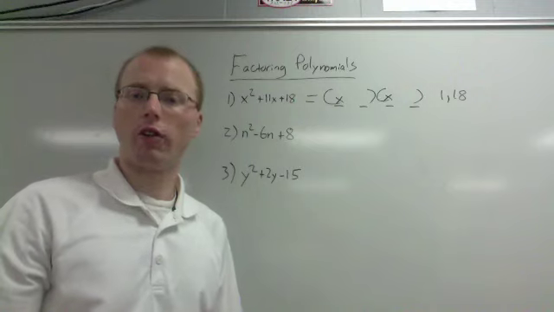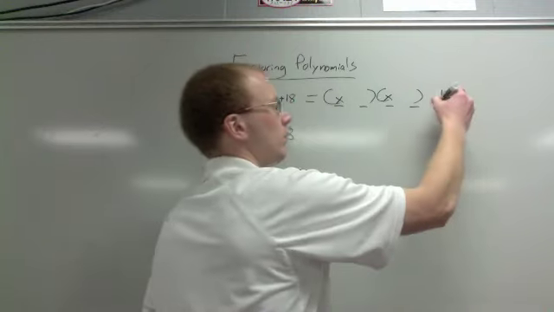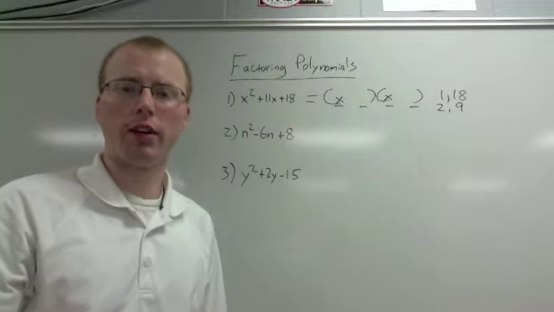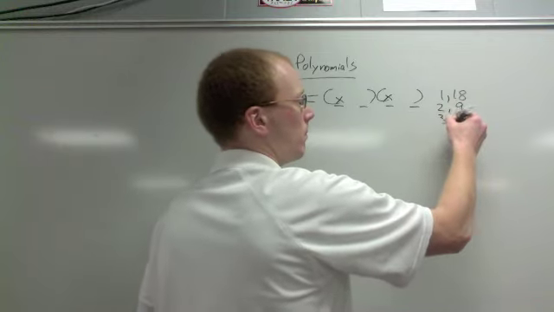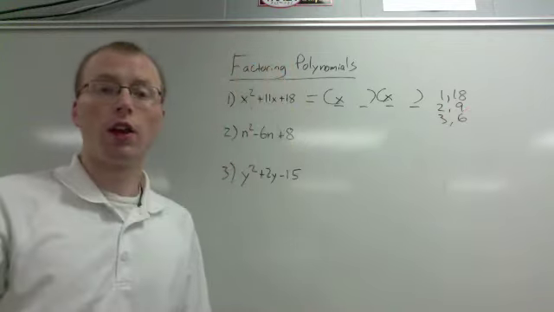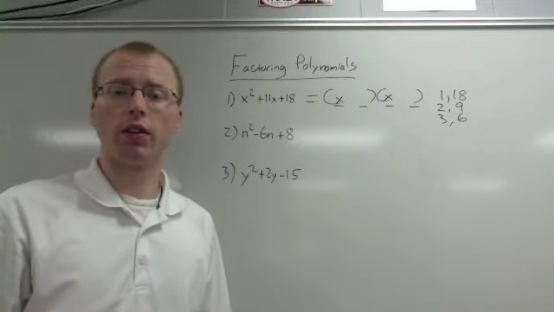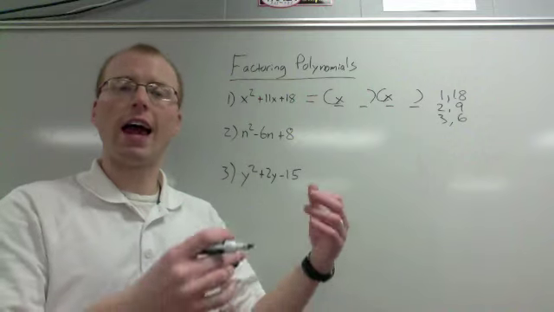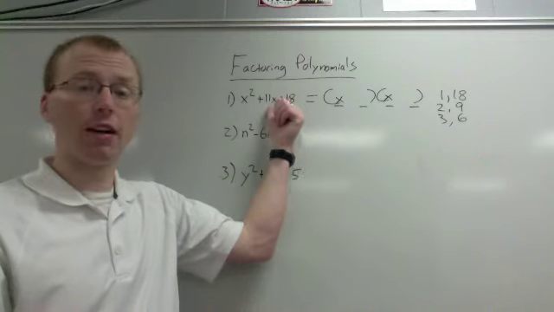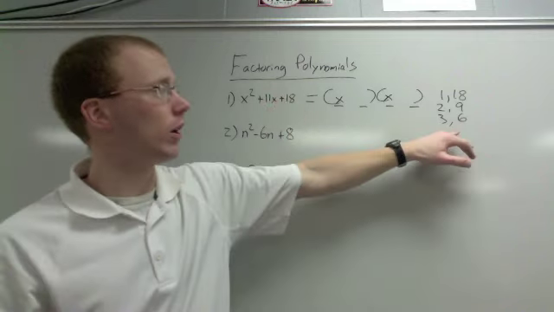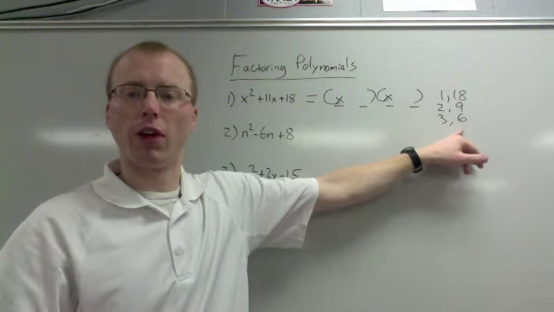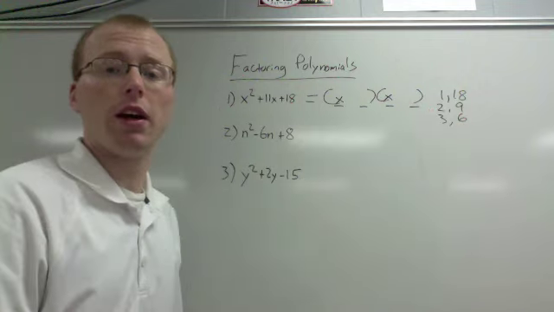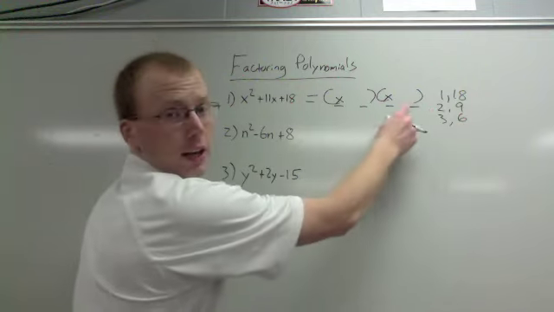1 and 18 are factors of 18. 2 and 9 are factors of 18. And 3 and 6 are factors of 18. What we're looking for are the factors of 18 that add to be 11, because 11 is our middle term. And if we look at these factors, there is only one pair that works, and that is 2 and 9. So that means that 2 and 9 are going to go in our second blanks.